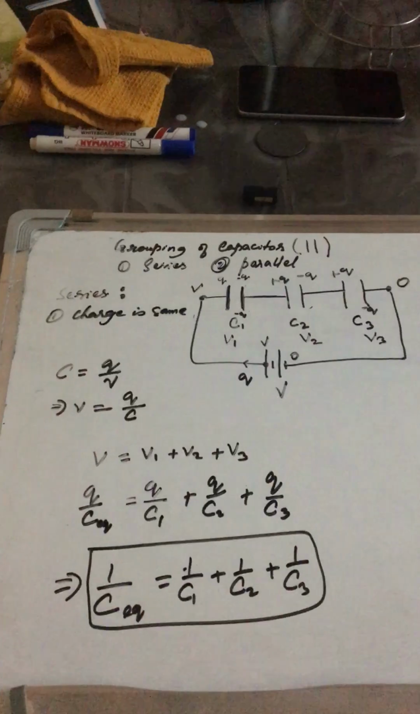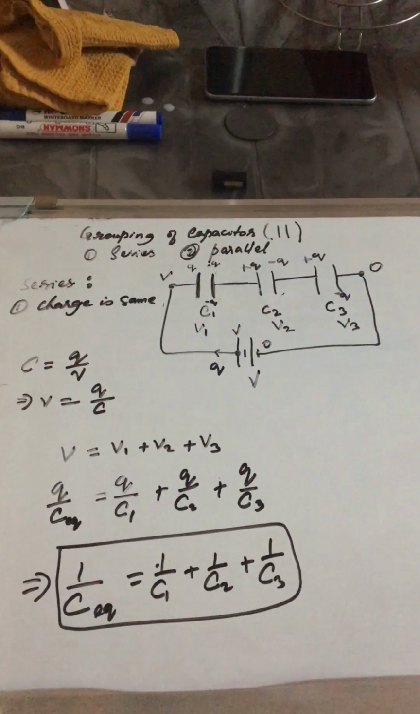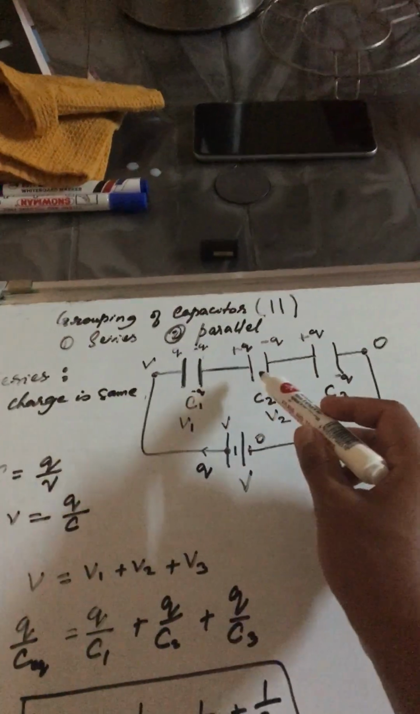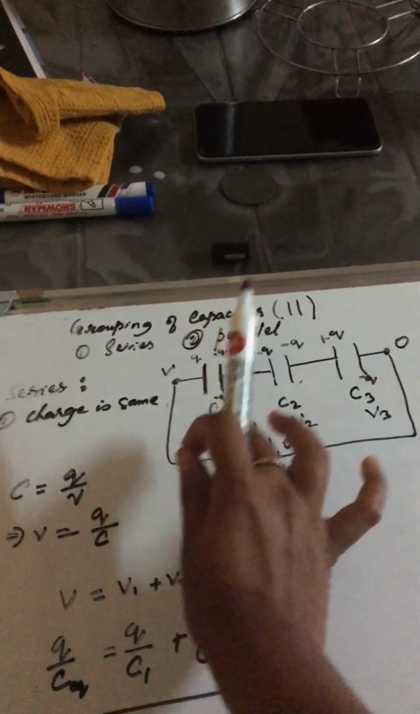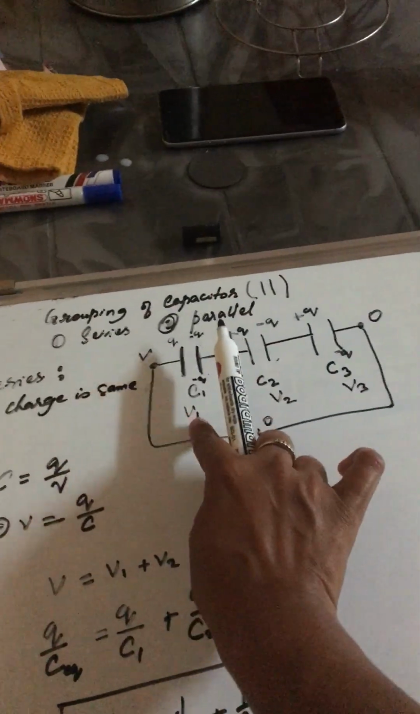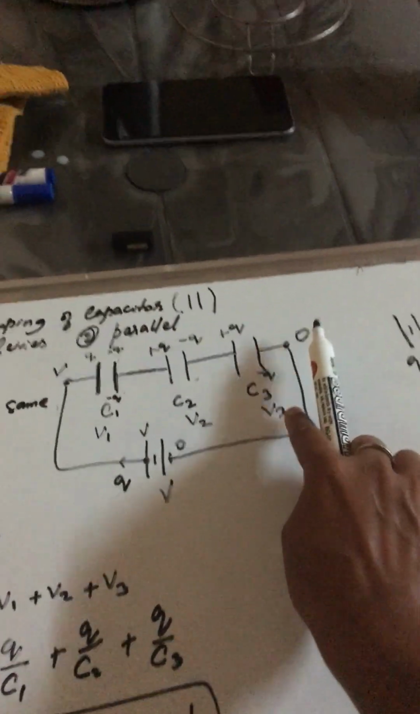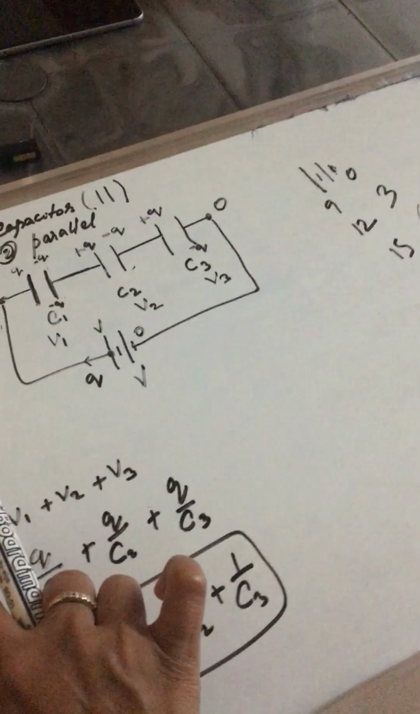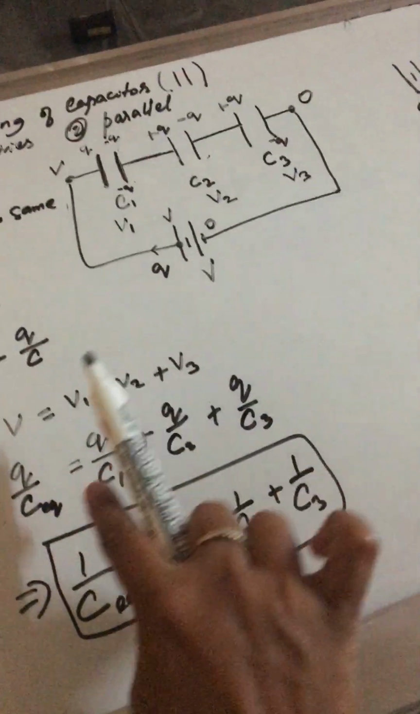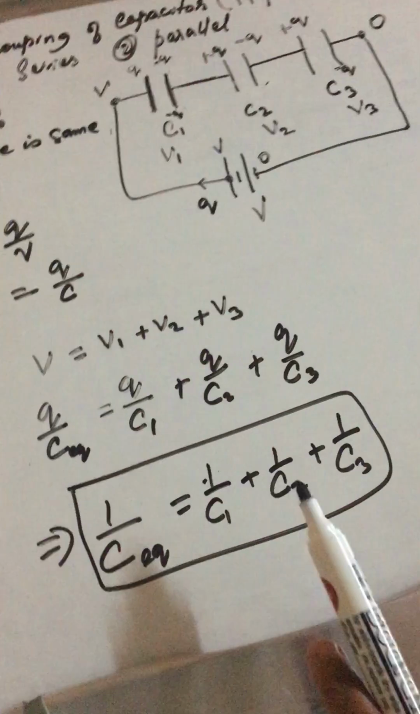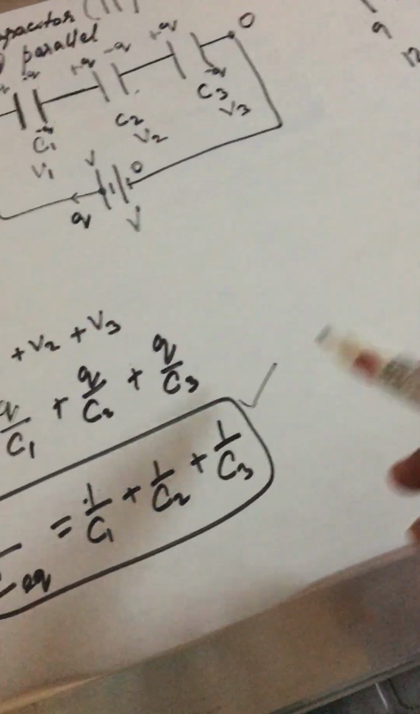I'll repeat again. When capacitors are connected in series, the charge across each capacitor is the same. However, because of the series connection, the drop of the potential will be different across each one. The total potential is the sum of the drops across each capacitor, and then it comes out as a reciprocal. But you need to remember it.